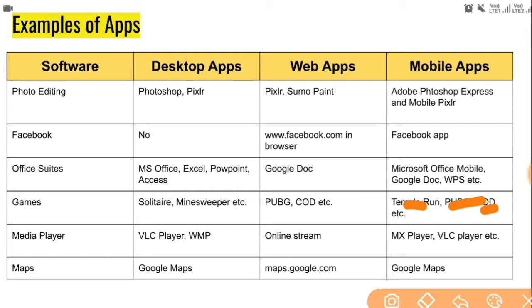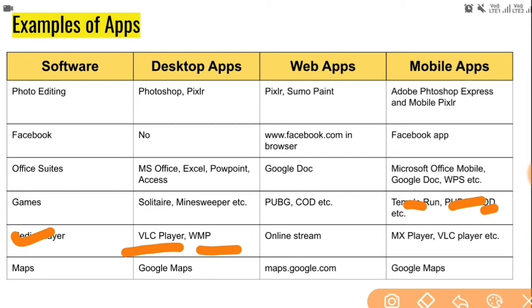So the desktop app is also there; we can use the same apps as we are using on mobile, the same app that we are using on the web browser, the same app like Solitaire. Now the next thing is media player, and the media player has some desktop apps, some web apps, and some mobile apps. Like a desktop app, if you want to hear music, we can just install VLC player or WMP. It means Windows Media Player.